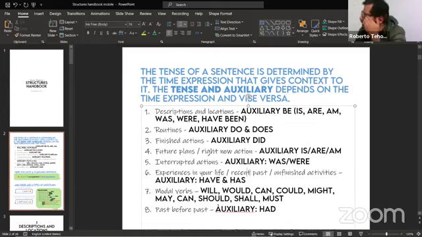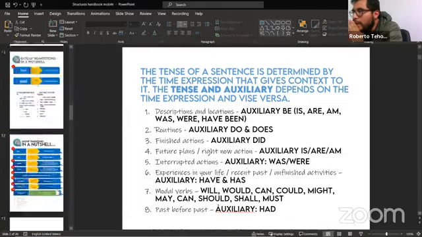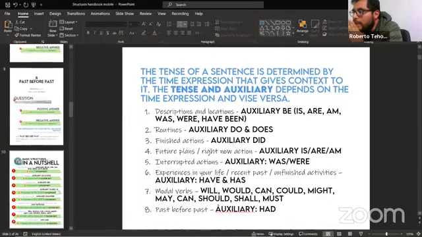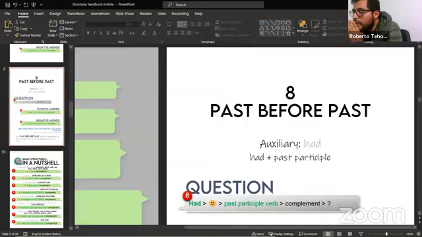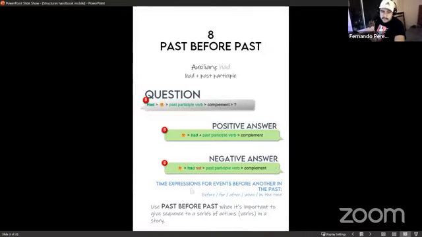Yes, I tried to find the correct description. Past before past is when... I found that example. Try to. I'm going to help you with inspiration. Time expressions: before, after, by the time, when.